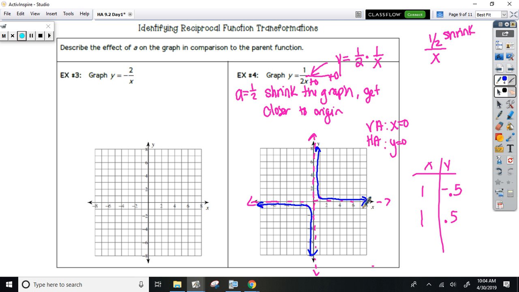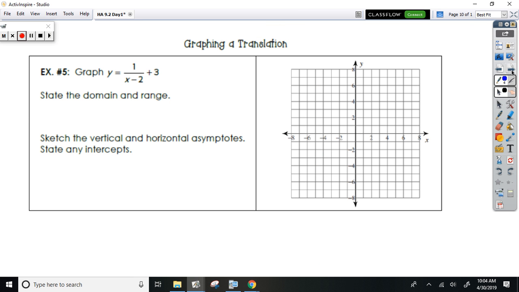Now we do have one more, and this one is actually going to be shifted left, right, up, or down. So this is called a transformation or a translation. So in this case, remember the original formula is y equals a over x minus h, plus k. a is the stretch, h is shifting left or right, k is shifting up or down.